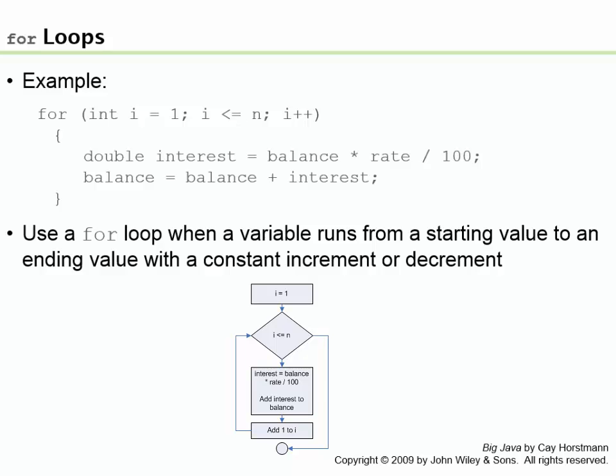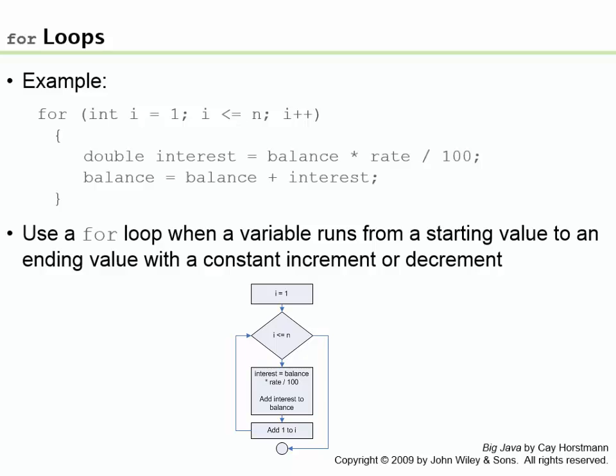So you put a diamond there, and then you have the body of the loop, and this is where we do our calculations. First we calculate the interest. Next we add that interest to the balance. And now we're at the bottom of the loop, and what we need to do is the third part of that first line in the for loop, which is the incrementation of i. And then we go back up to the top of the loop and test the condition again.